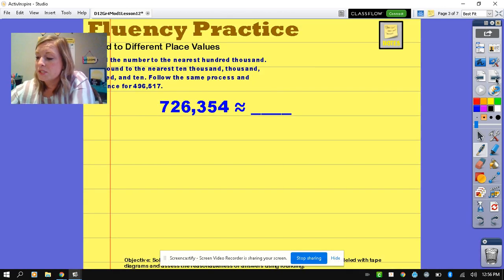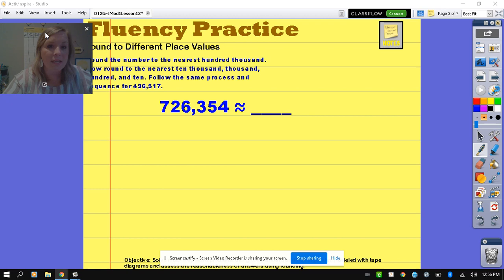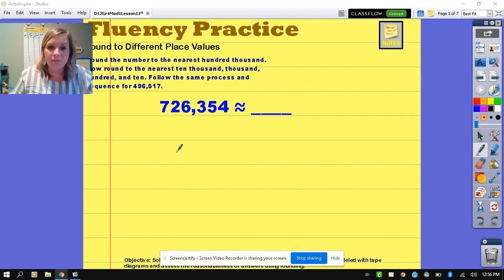Okay, we are going to start off with a fluency practice today because we can never practice rounding enough. So we're going to round this number. We're going to do it to the nearest 100,000 first. So here's our number, 726,354. Now, when we count over, we have our ones, tens, hundreds, thousands, 10,000s, 100,000s. Okay, so we're going to round to our 100,000 place value first.